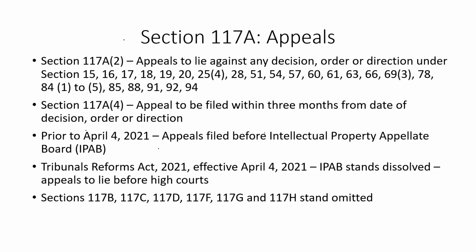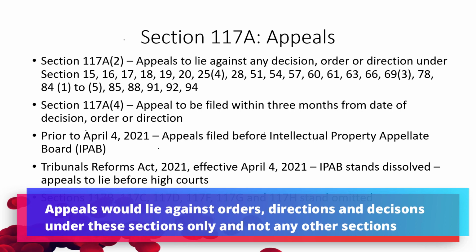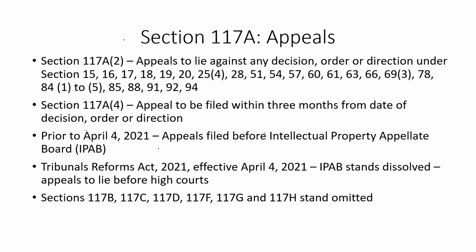In particular, Section 117A subsection 2 provides that appeals would lie against any decision, order or even direction of the controller of patents in respect of particular sections. For example, Section 15 relates to any refusal order that the controller may have passed after examination of the patent application, or maybe he might have required you to amend the specification, after which only the patent could be granted. So you could challenge that particular order of the controller under Section 117A.